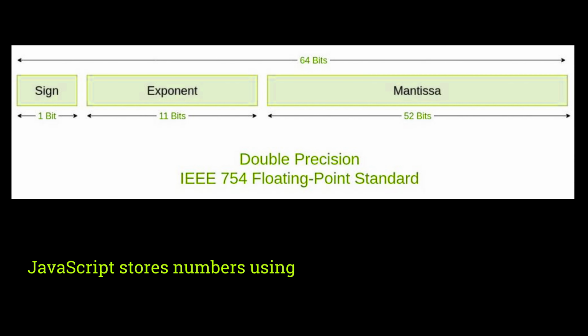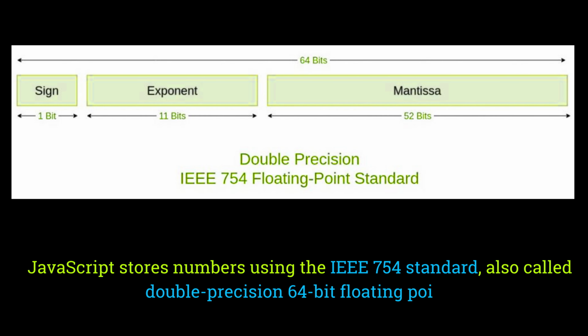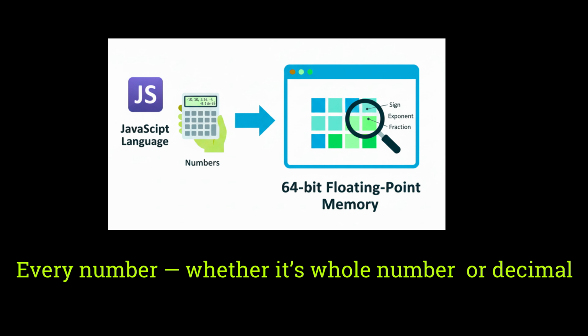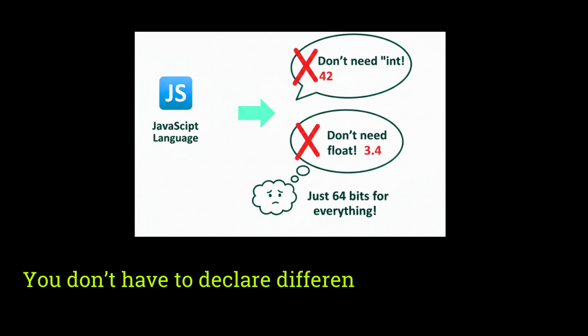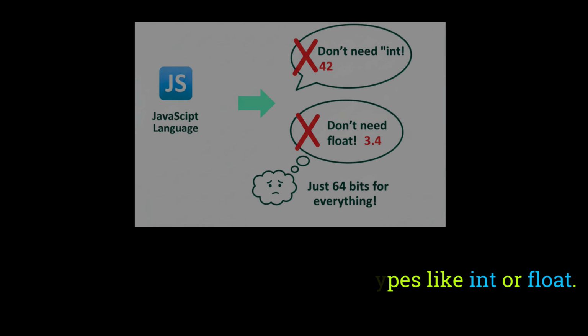JavaScript stores numbers using the IEEE 754 standard, also called double precision 64-bit floating point. This means every number, whether it's a whole number or decimal, is stored using 64 bits in memory. You don't have to declare different types like int or float.